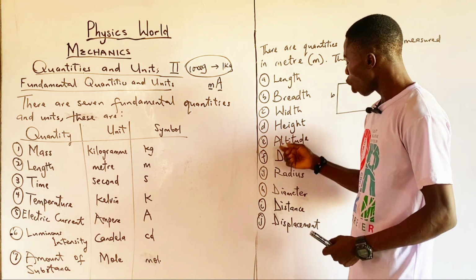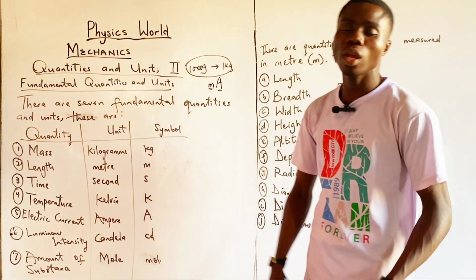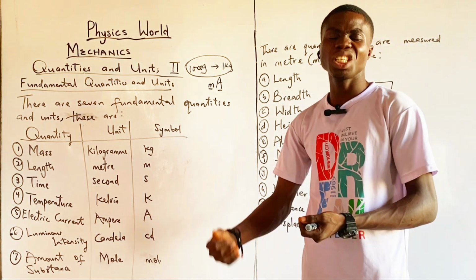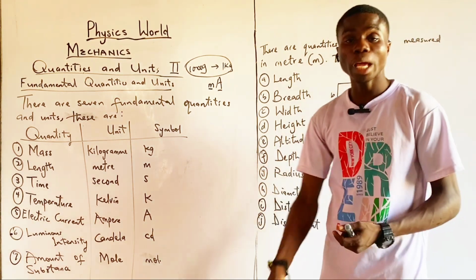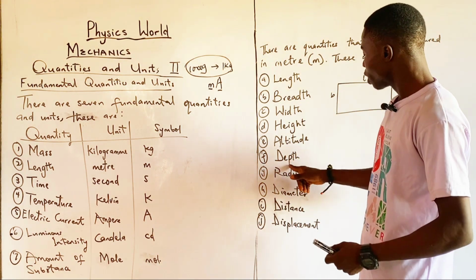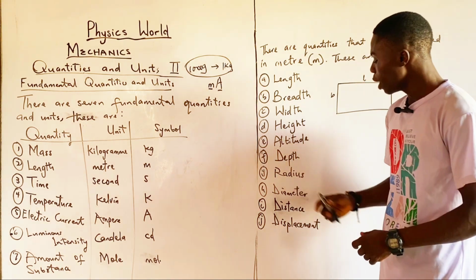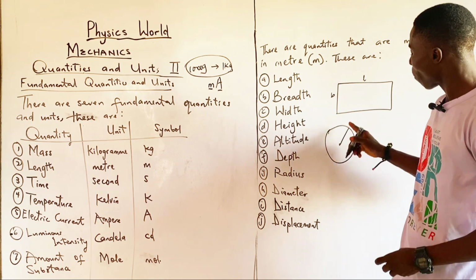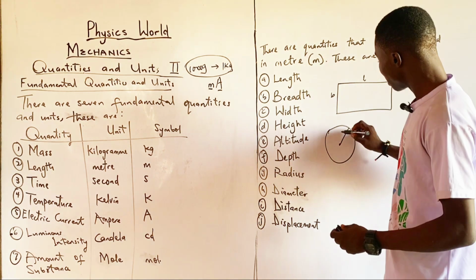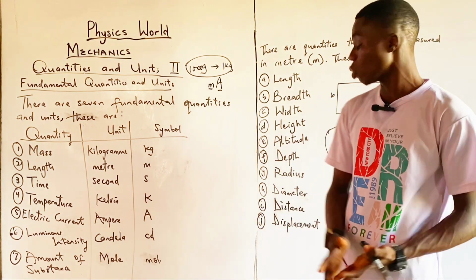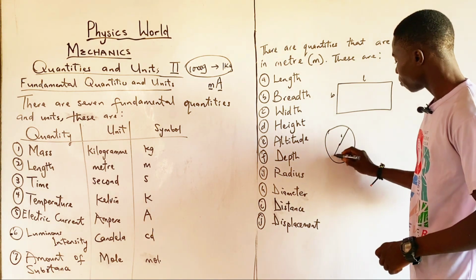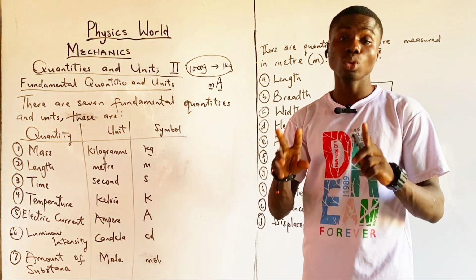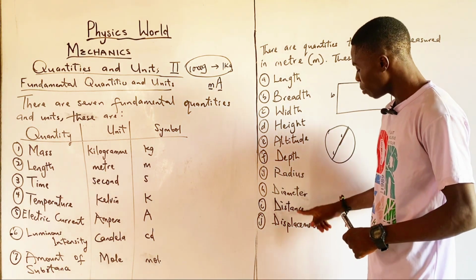And altitude is how high an object is also. Depth, how deep. Maybe you are checking the depth of an ocean, so you check depth. That is also measured in meter. Radius is from the center of the circle to any part of the circumference. That's the radius. It is also measured in meter. And diameter, 2 radii, is the one that divides a circle into 2 equal parts. So it is also measured in meter.